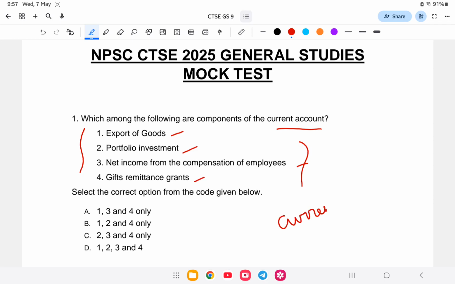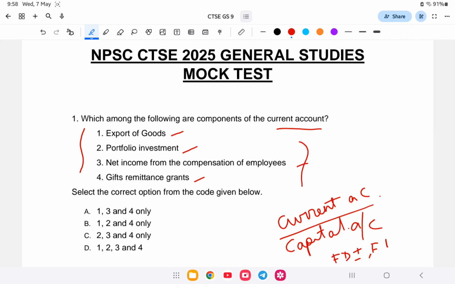So current account or capital account. Current account is the trade of goods and services between countries. Capital account includes foreign direct investment, FDI, foreign institutional investment, or foreign loans. So current account and capital account.